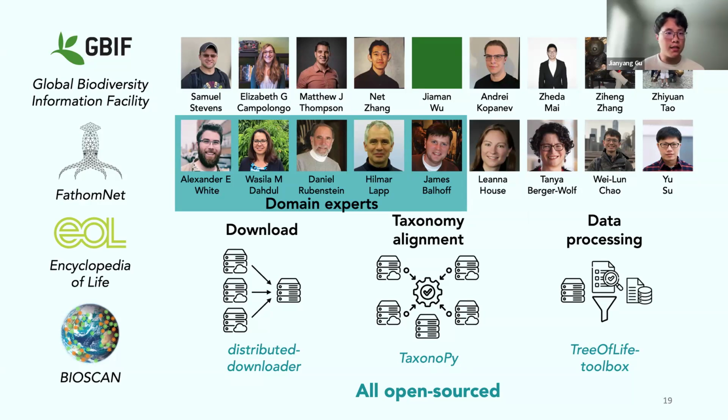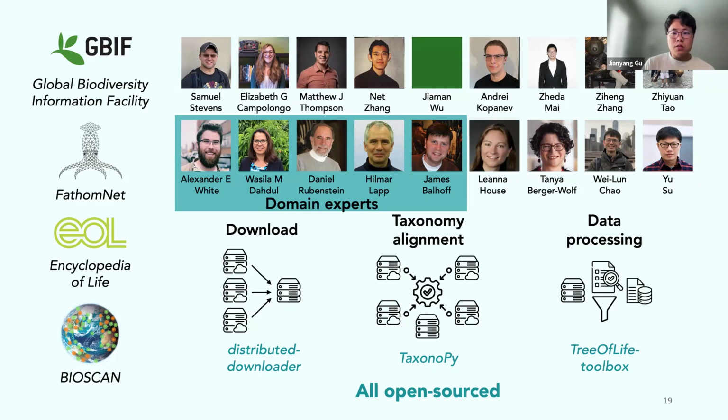We publish all these tools online. They can be publicly accessed. They're distributed downloader, taxa on the Pi, and Tree of Life toolbox. These tools provide a solution for new data sets. They are not only used to reproduce our data set, but can also be treated as a pipeline. When you collect a new data set, or if you have some new images, how do you transfer them to machine learning ready?